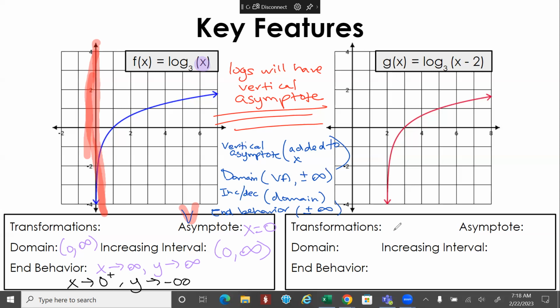Can you try this side? Can you try to fill that one in? Okay. So what is the vertical asymptote on this guy? Not -2. Look at the graph. 2, okay? But it is going to be the opposite sign of this guy. So we're going to say x equals 2. What's the domain going to be? What's the farthest left x value? Well, you told me that there's a vertical asymptote at 2. And we're going to go to the right, so that's positive infinity.